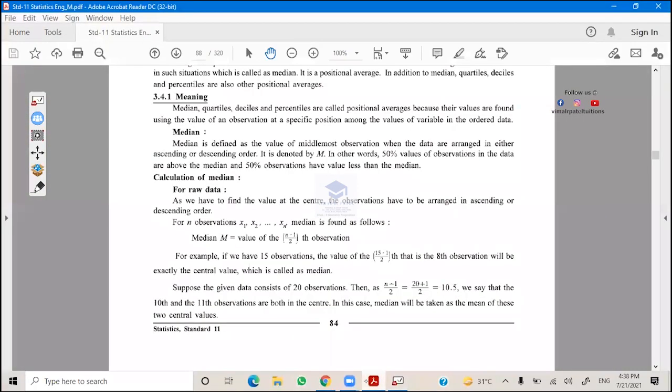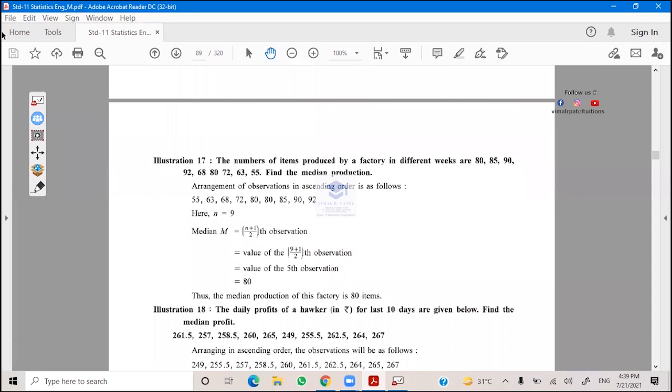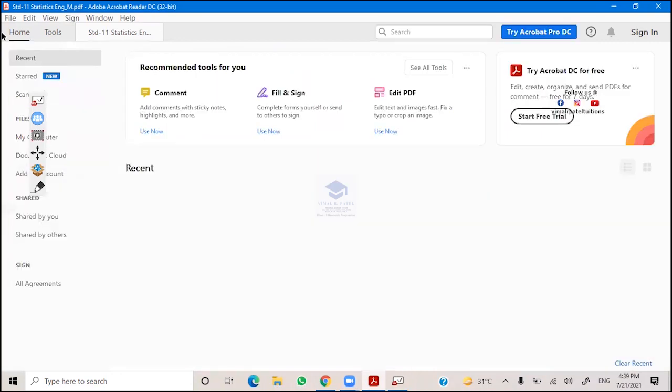Okay. In median, you have to keep in mind that the information has to be in increasing or descending order, from low to high. If the information is not arranged, you have to first of all arrange it. Then and only then can you find the answer. For mean, it was not compulsory. But in median, we are finding the position. It is a positional average, so the data has to be arranged in a proper order. Okay.